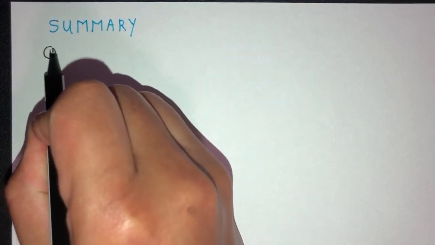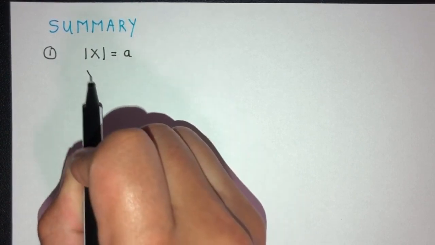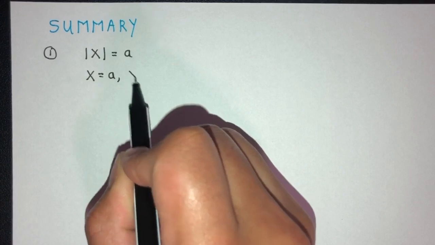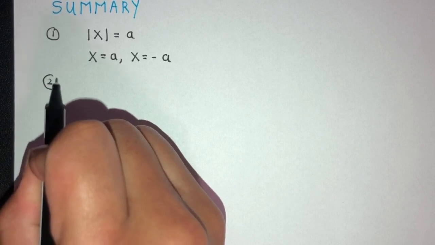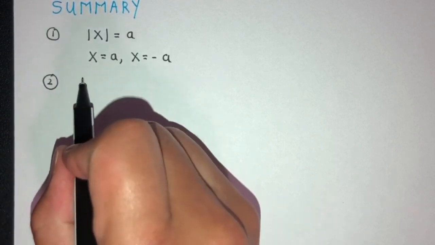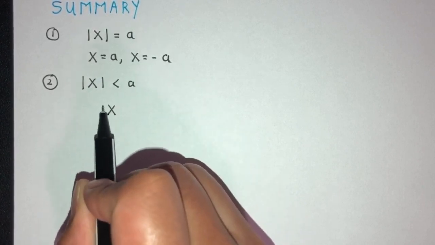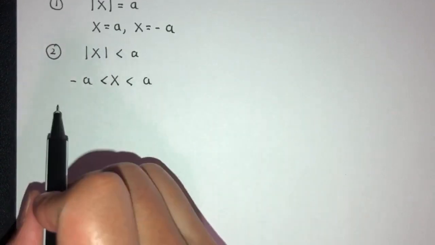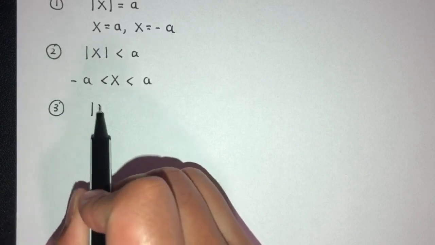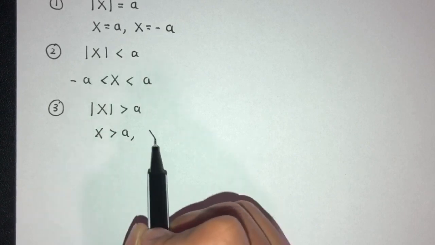Now, so let's move on to the summary for this topic. So number 1, when you have modulus x is equal to a constant, we can break it down into what? X is equal to the constant, or x is equal to negative that value. Number 2, when you have modulus of some value less than the constant, it is simply x in the middle, minus a over here, and here we have a. Number 3, when you have this one more than a, that will be more than a or less than minus a.